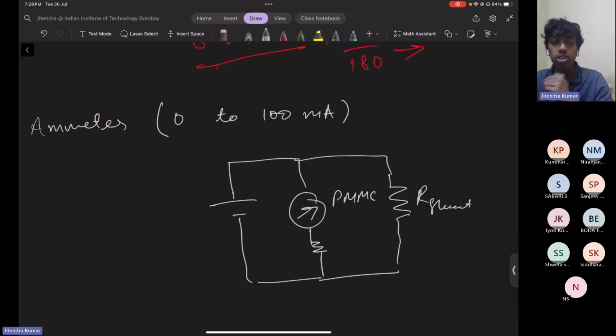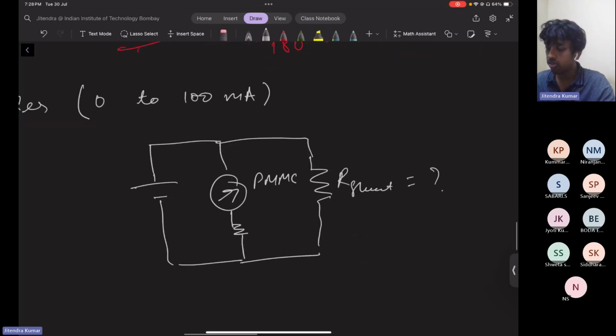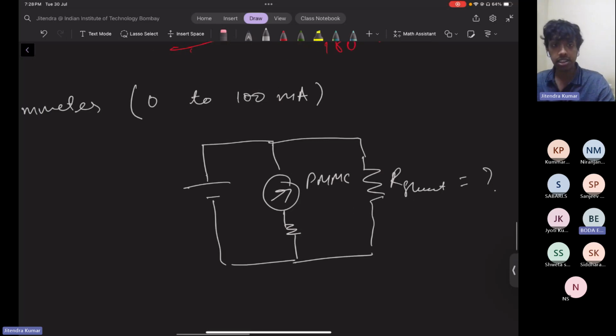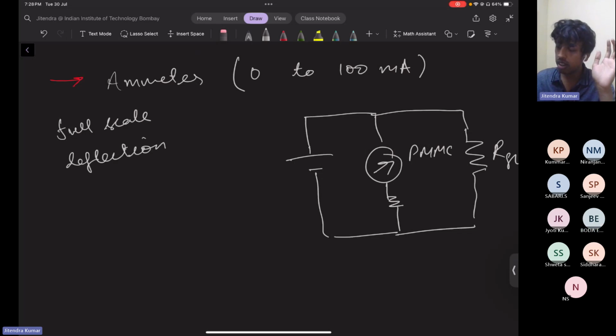So how are we going to convert it into an ammeter? We know that we will use one shunt resistance, but what should be the value of the shunt resistance? That we will have to calculate. Ideally, what should happen is that this PMMC range, the full scale deflection of the PMMC, we have calculated. How much was it?